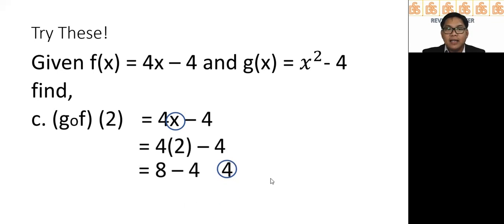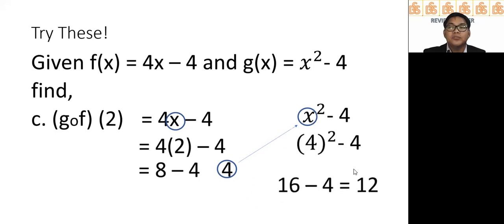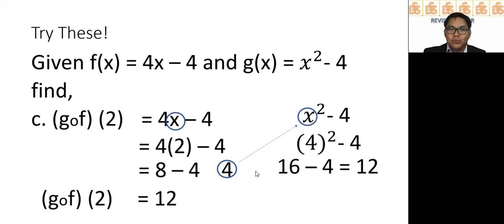But you're not yet done. Next is write the function of g, which is x squared minus 4, and then replace x not by 2, but by the computed value, which is 4. So you replace x by 4, that will be 4 squared minus 4, is 16 minus 4, which is 12. Therefore, g of f of 2 is 12.